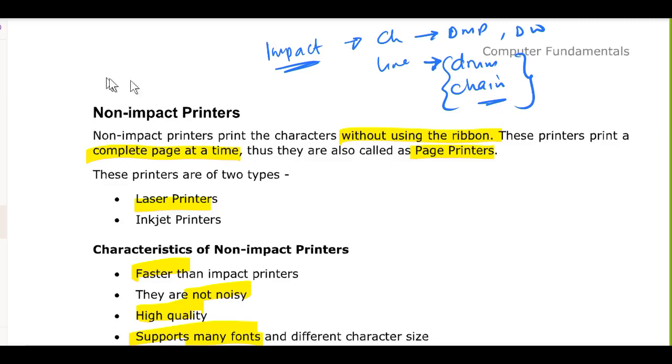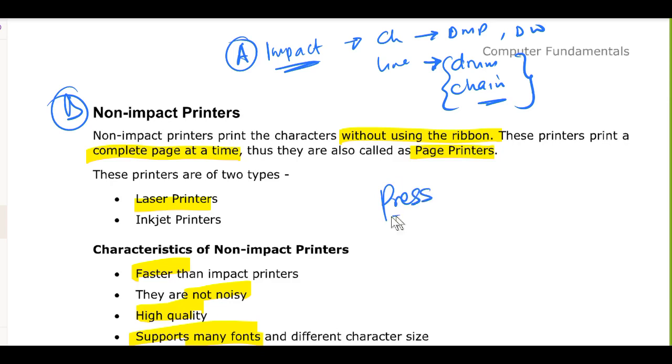Now what we want to discuss is the second category. This was category A, and this is now category B. We are calling them non-impact printers. These are now the most advanced versions of printers, and there are two types. First and foremost is that they do not have to press.